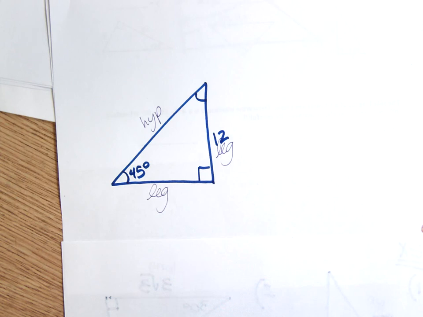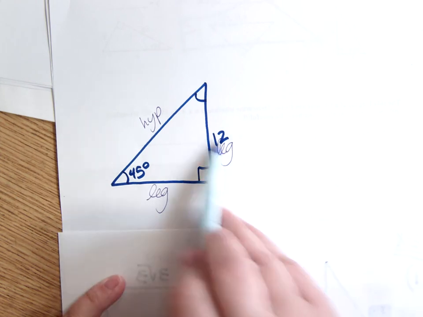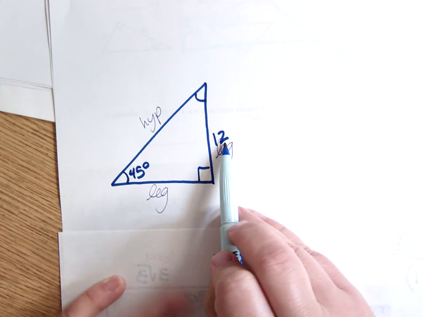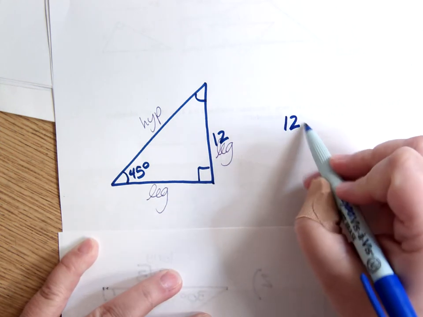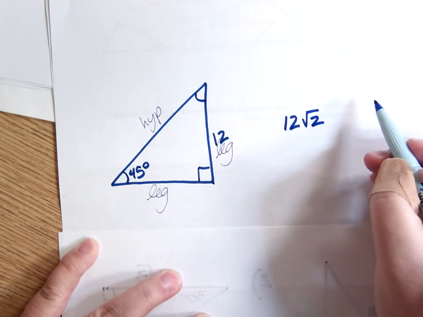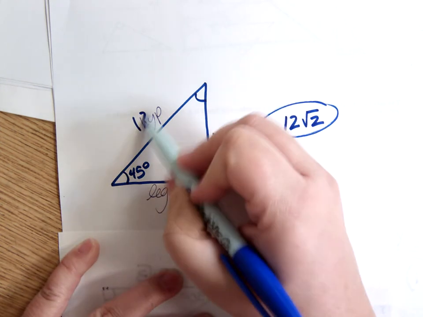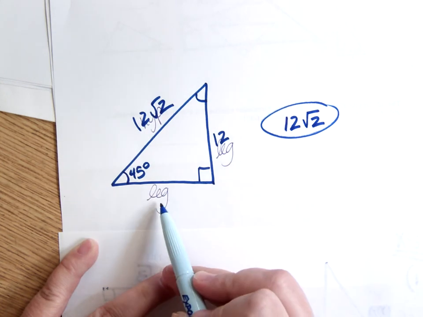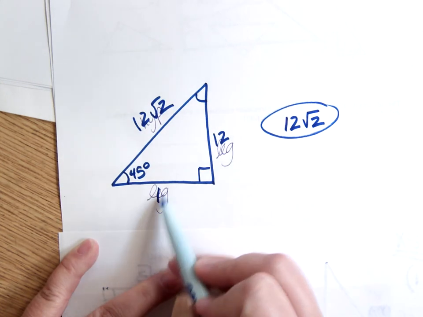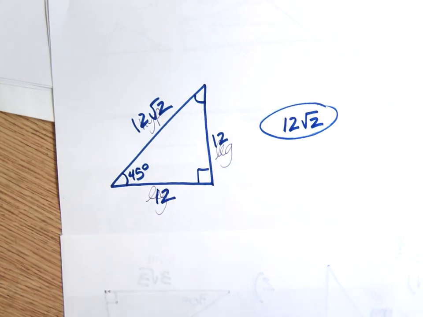So to go from a leg to the hypotenuse, we're still going to use square root of 2, but we're getting bigger. We're trying to go for the bigger side. So 12 times square root of 2. And really that's all I need to do. 12 root 2. Well, what about this other leg? Well, it's the same. Remember, the two legs are the same. So it's just 12. Okay, last example.